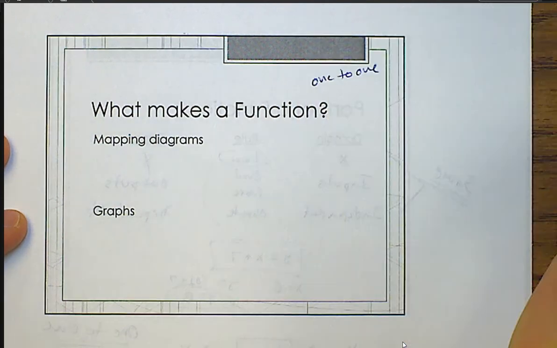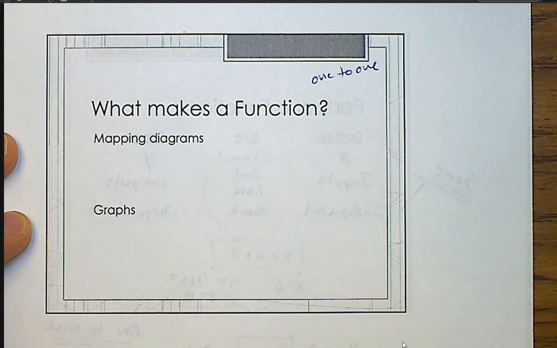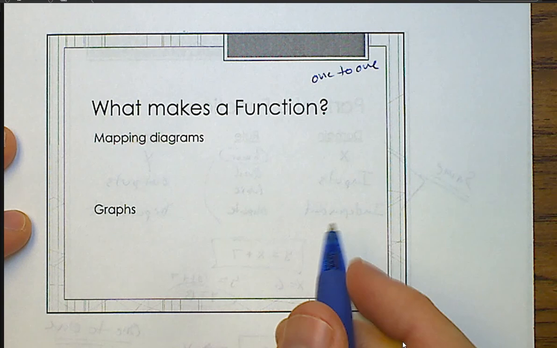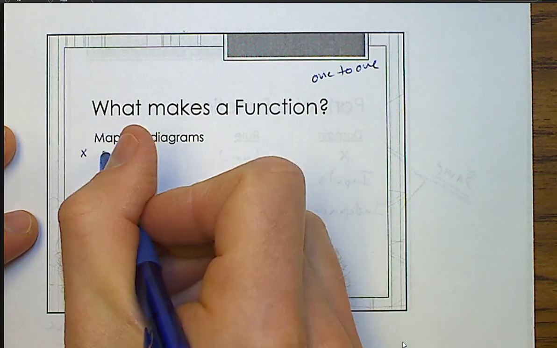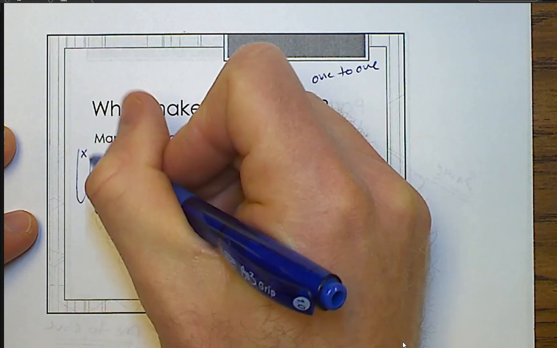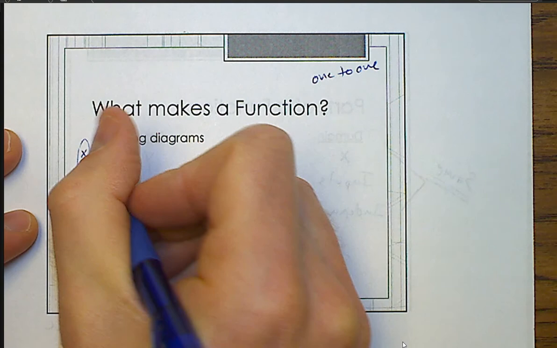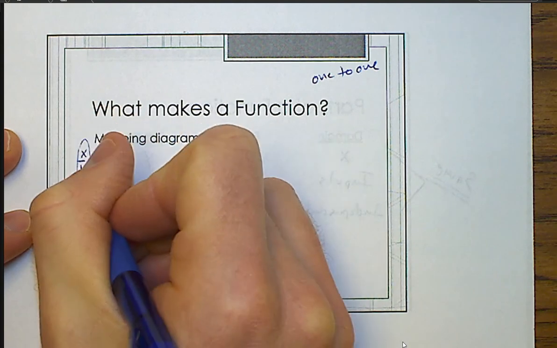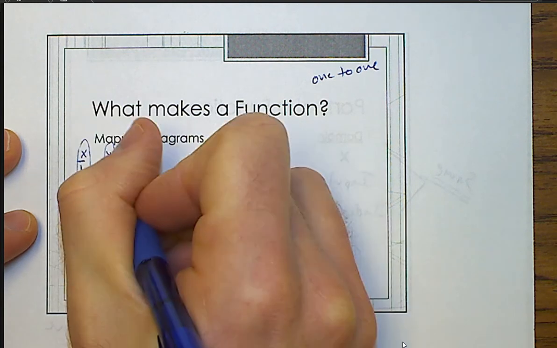All right? And I'm going to show you some different examples of identifying whether something is a function or not. Sometimes we use mapping diagrams. I'm sure you've seen these before, where you have a list of your x values and a list of your y values. So for example, my x values, I'll draw a line here, 1 and 4 and 5. My y values would be 3 and 5, okay?